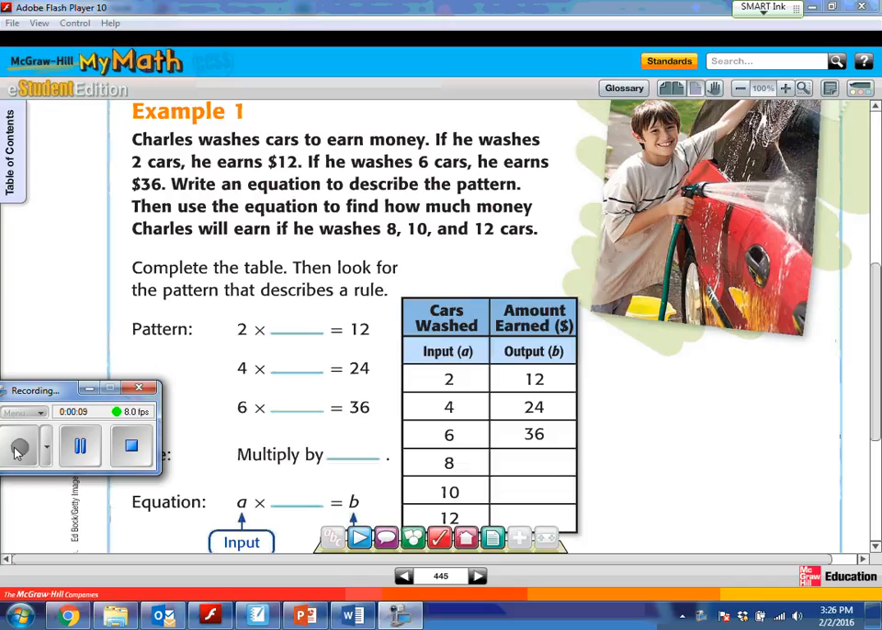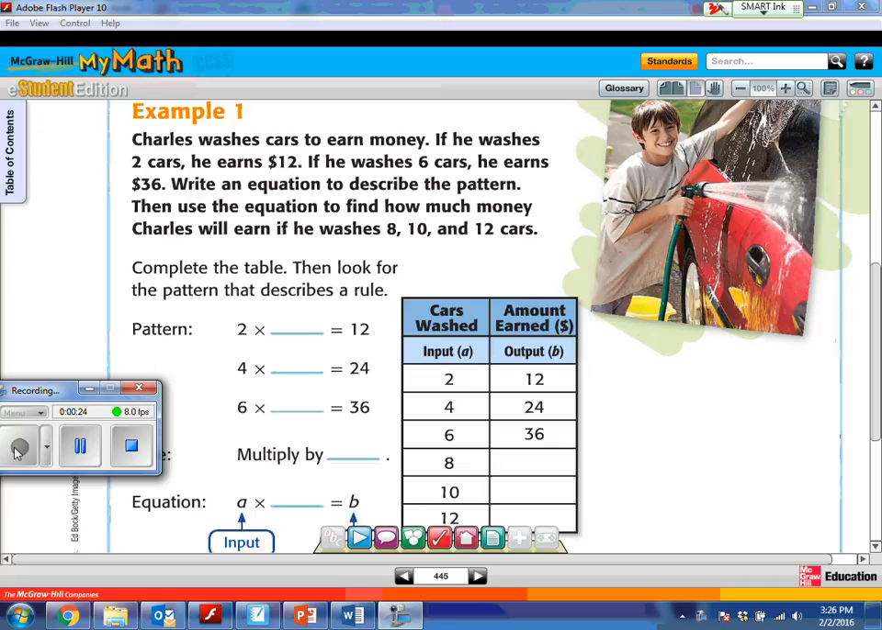Today we're going to be looking at equations, but this time, instead of using addition and subtraction patterns to figure out what they are, we're going to be using multiplication and division to help us figure out what the patterns are. So let's go ahead and get started.